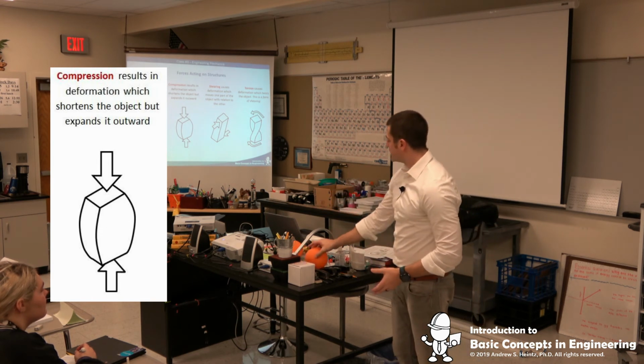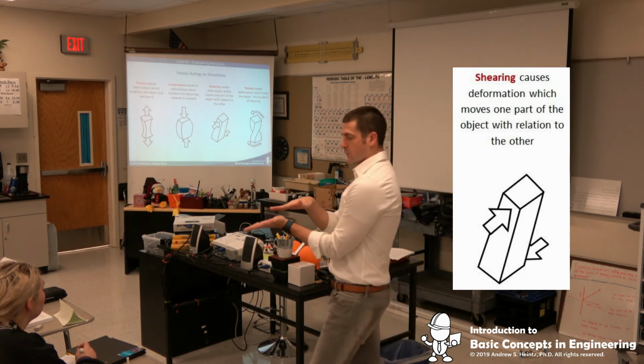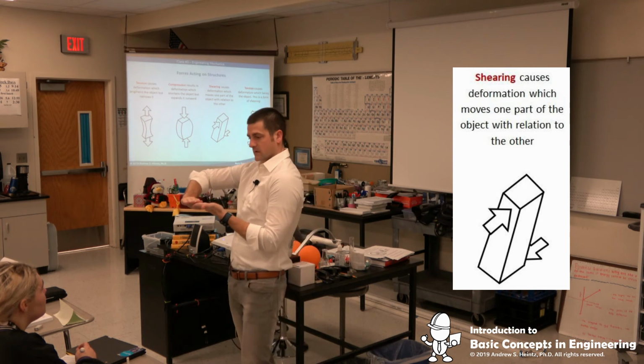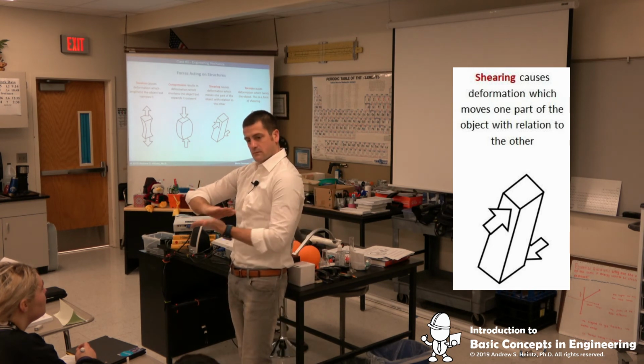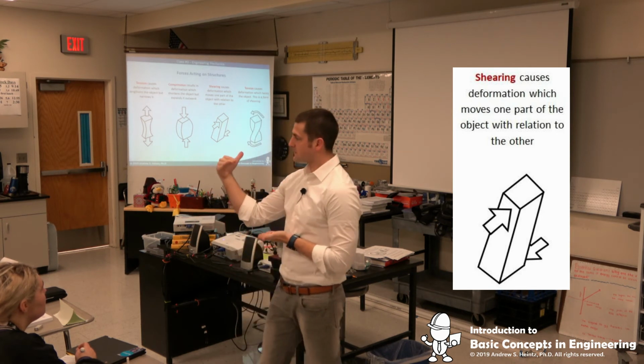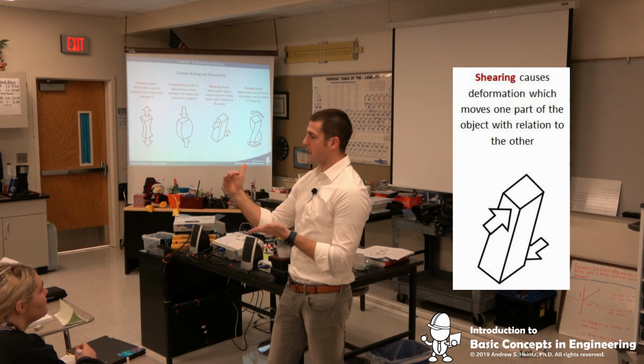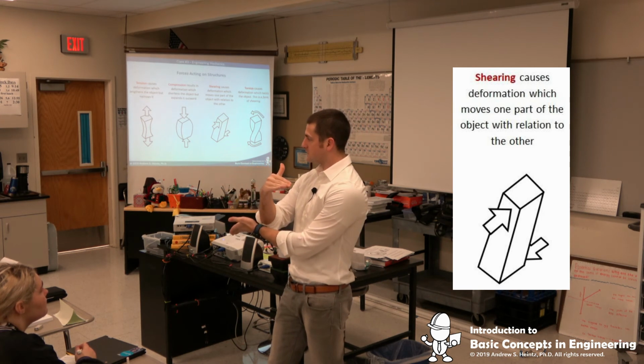The next type of force is shearing. So shearing is what would happen if I were to do something like this. I would move them against each other. And what happens in this case is the top of something goes one direction, the bottom goes the other direction, and what ends up happening to the rest of the material?